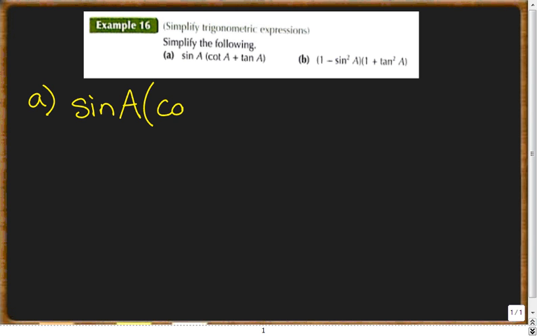A says simplify the sine of A times the quantity, the cotangent of A plus the tangent of A. Okay, so now what we are going to do is attempt to simplify this any way that we can.